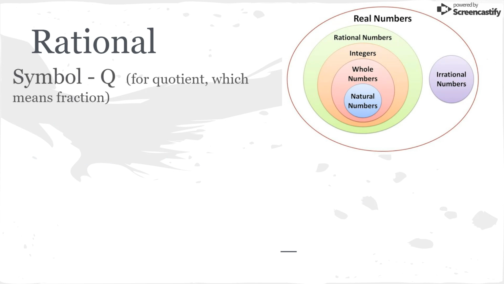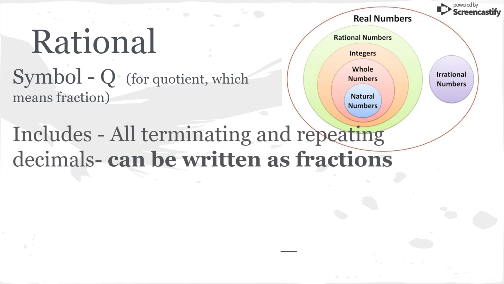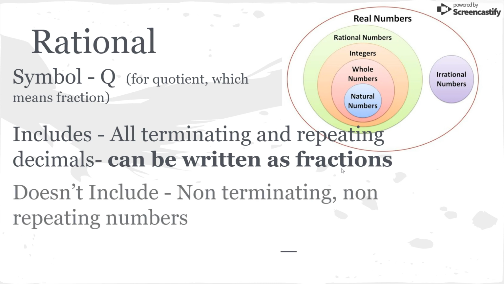Okay, rationals. The symbol is Q. Okay, that stands for quotient, which means fraction. You should write that down as well. You can't use R for rational because we already used R for real. It includes all terminating. Terminating means it ends. Okay, if you were to terminate something, this means this ends. Or, okay, or repeating decimals. So it can be written as a fraction. So anything that ends or anything that repeats, we can actually write it as a fraction. It doesn't include then non-terminating, so ones that never end, or non-repeating numbers.